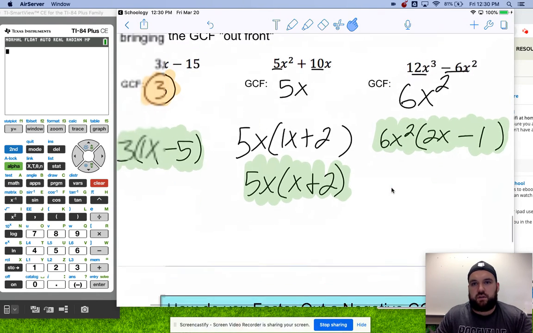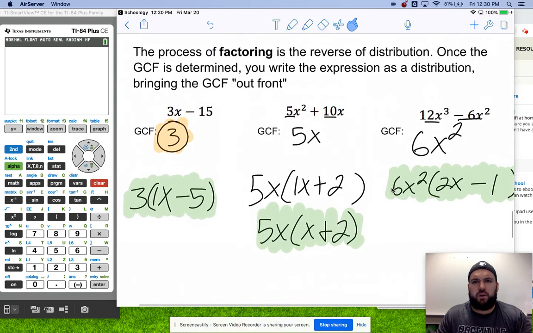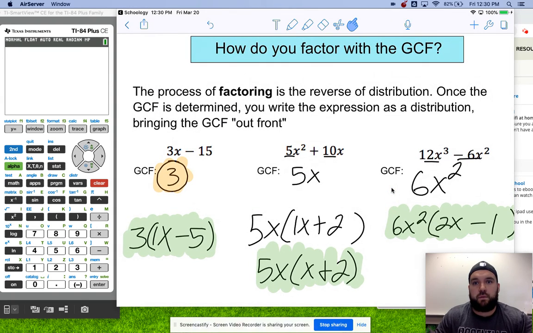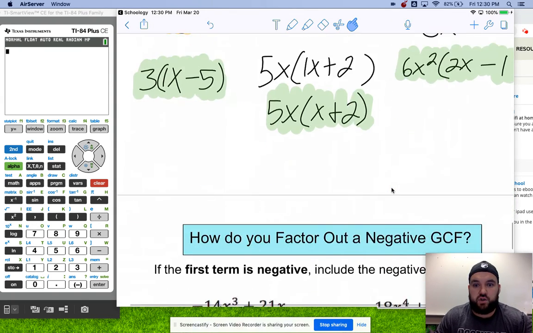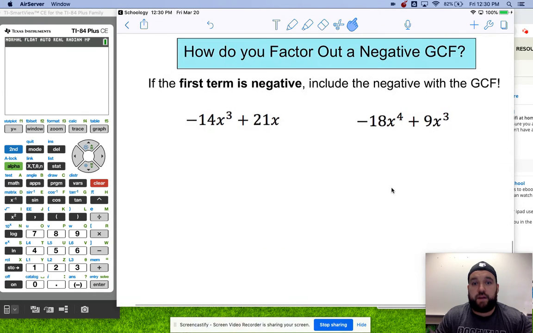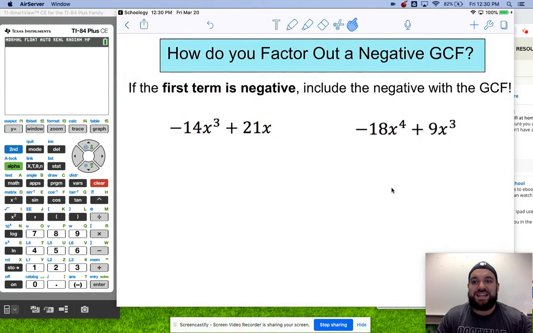You might say to yourself, we just had a video all about multiplying. Why would we factor? And we'll get to reasons why we factor later on in chapter 8. Okay. The final thing I want to just talk about is if the first term is negative, you want to include that negative sign when you are writing the GCF.